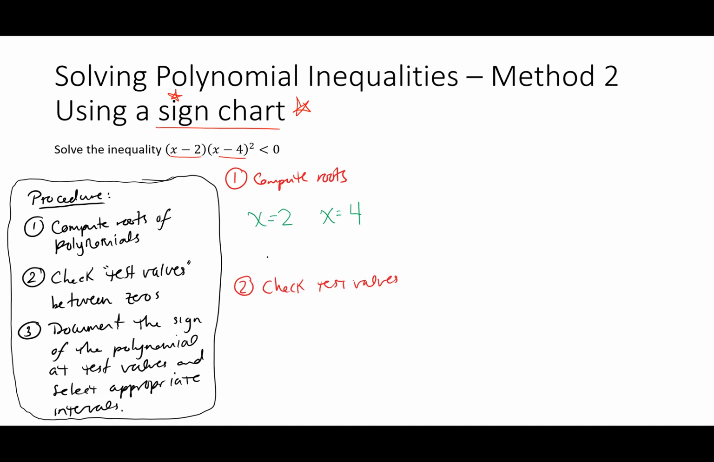Now here's what I'm going to do. I'm going to make a number line, and I'm going to make kind of like a master number line up here. And I've got 2, and I've got 4. There's a 0 here and a 0 here. Now I'm going to check test values. So the way test values work is I check representatives from each space that's enclosed by the roots. So I'm going to check to the left of 2. I'm going to choose 0. In between 2 and 4, I'm going to choose 3. And beyond 4, I'm going to choose 5. These are going to be my test values.